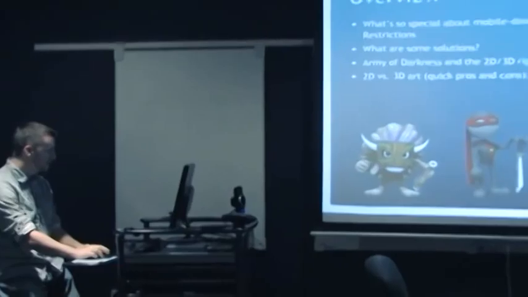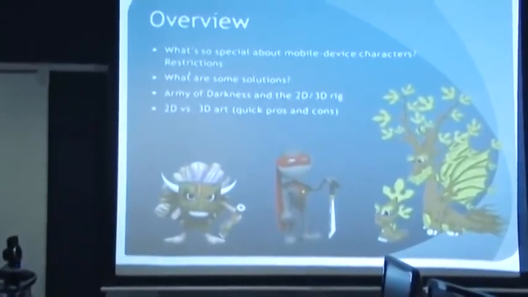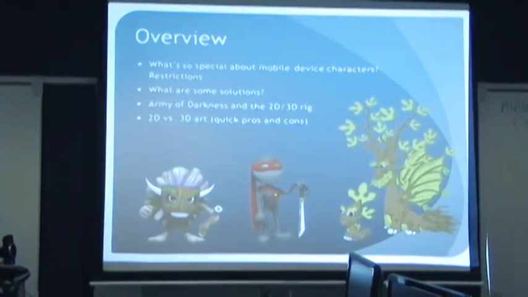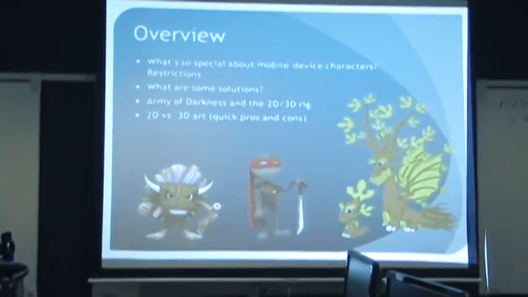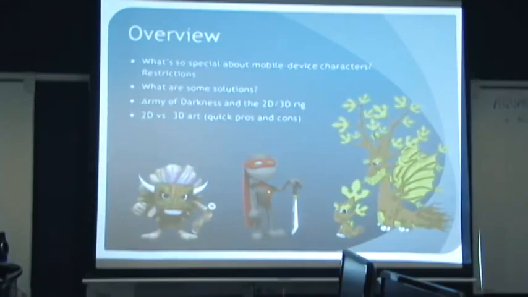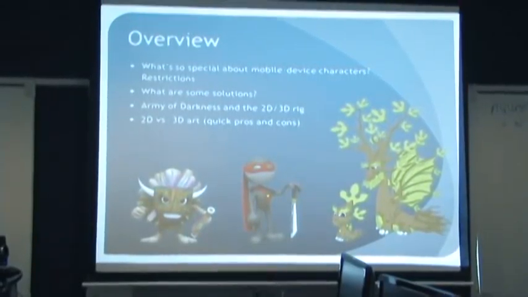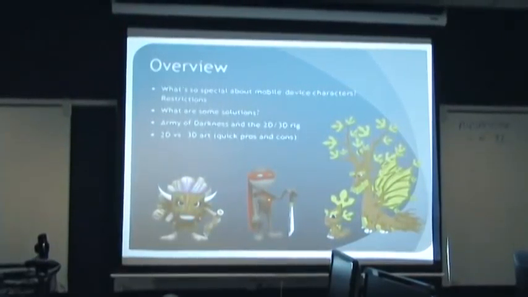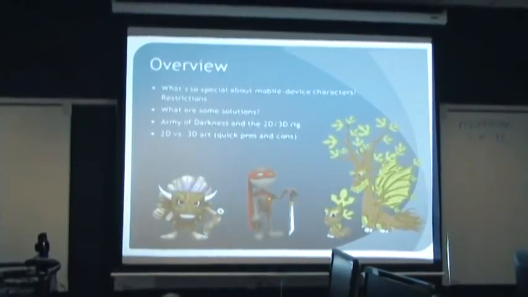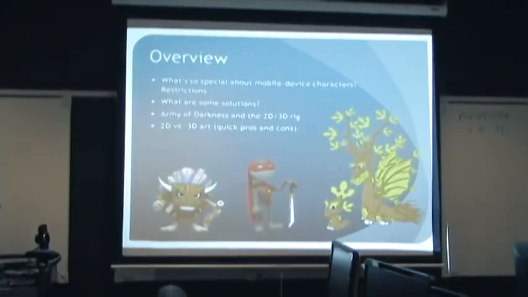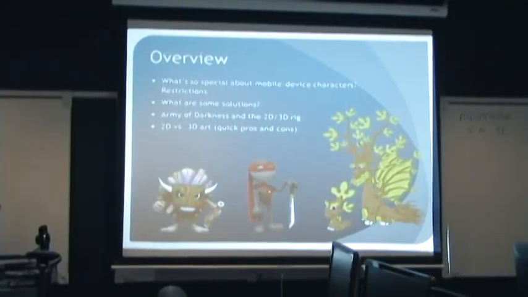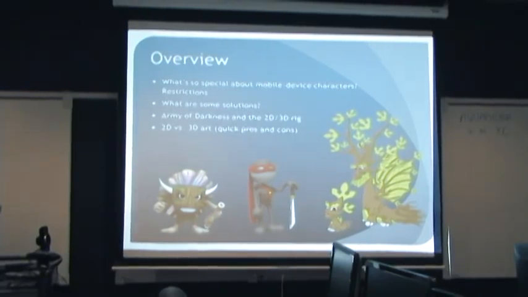I have a PowerPoint to help me keep on track, because I tend to diverge quite a bit. Let's see. So, like I was saying, there's restrictions. And then I'm going to go over some of the solutions and then the specific solutions that we used in Army of Darkness. And that brings us to the 2D3D rig, which is going to take up most of the time. Before we get going really heavy on that stuff, I just want to talk about 2D art versus 3D art in mobile games.